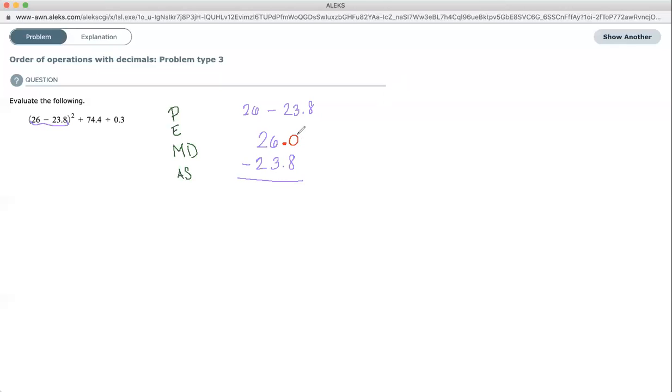0 minus 8 does not work. We have to borrow from the 6. I'm going to make that a 5, and I'm making the 0 a 10. 10 minus 8 is 2. Before I do the next step, I'm going to bring down the decimal point. Because we had the place values lined up, which only works for addition or subtraction of decimals, I know exactly where the decimal is supposed to go. 5 minus 3 is 2. Then 2 minus 2 is 0, so I don't have to write in the 0. So inside the parentheses then, I end up with a single number, 2.2. And then outside of the parentheses, everything stays the same.